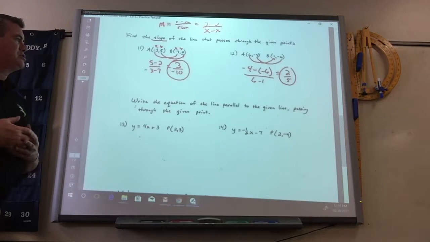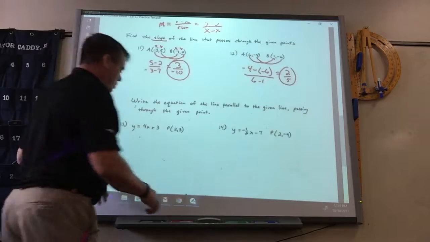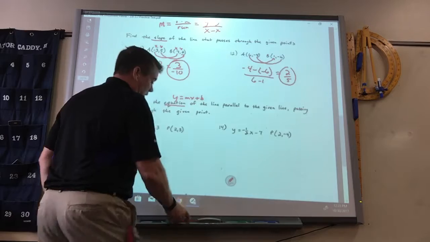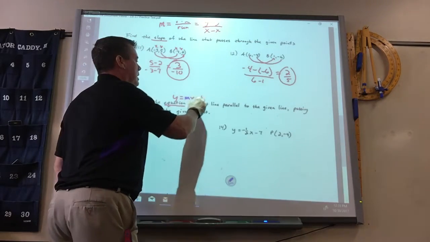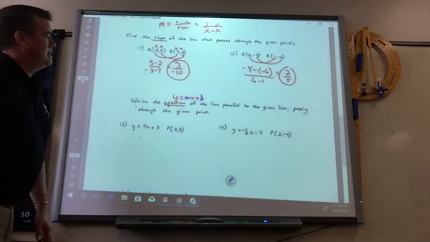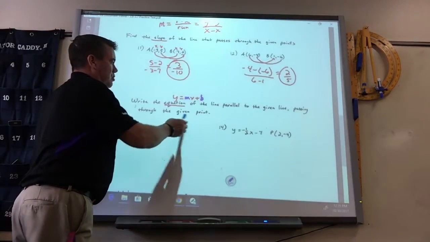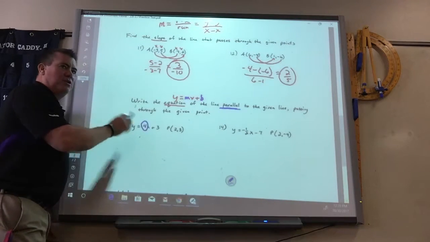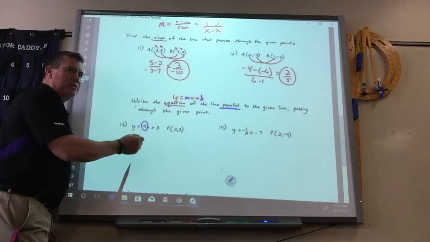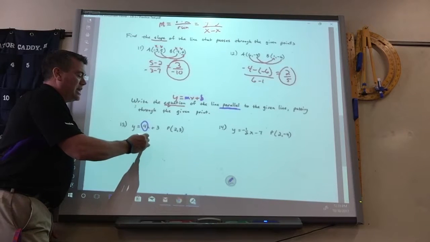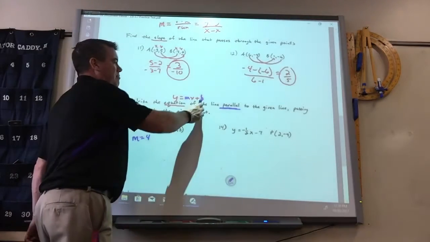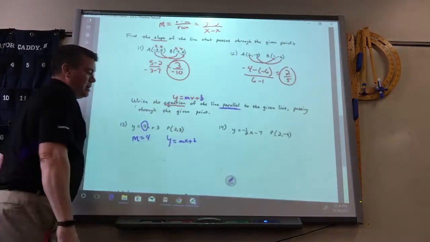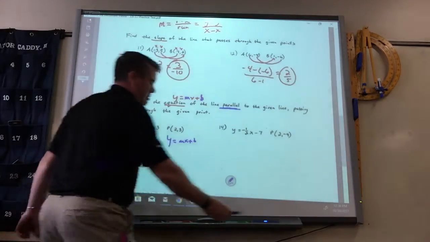Then the last 4 is just writing the equations. So remember, when you write an equation, you got to use y equals mx plus b. You need to have m, you need to have b. So, for these two, you're gonna write the equation that's parallel to the given line. So the only thing you use in this is the slope. Parallel means they have the same slope. So I know that m is 4. Now we gotta find b, the y-intercept. So that's why they give us a point.